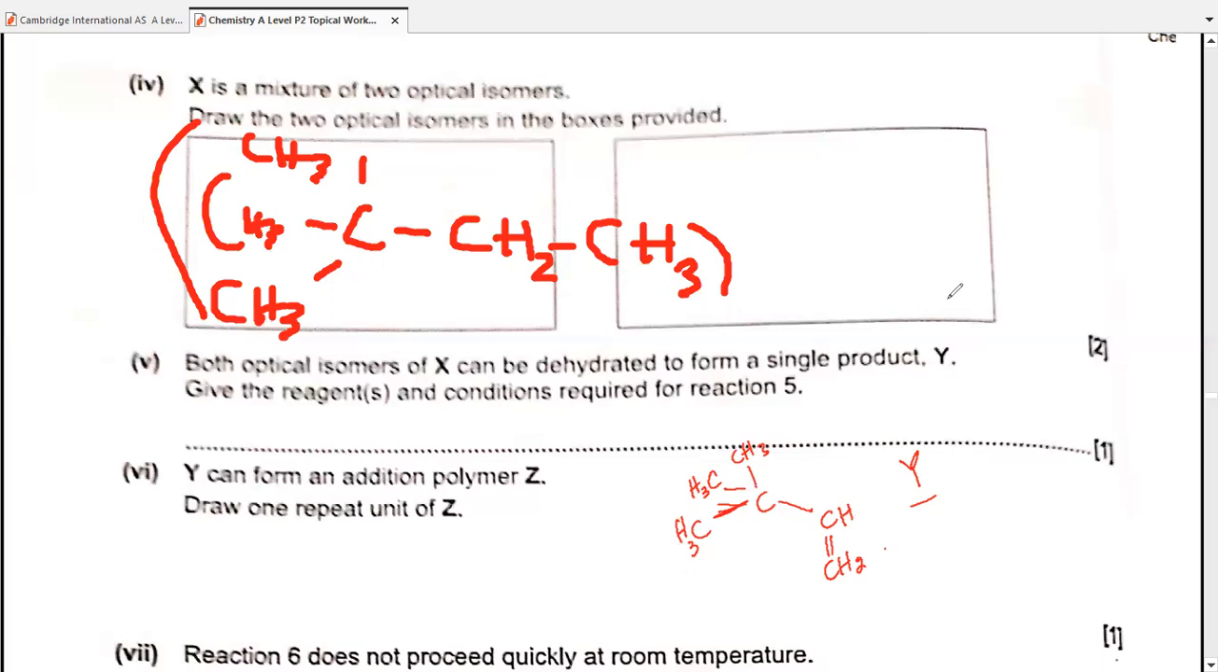Should it be like this? No, of course not. You're supposed to draw a repeat unit of a polymer. Sir, so we will remove one hydrogen from the end. No, we do not remove anything. The structure remains the same. We never remove anything out of it. That's not how it works.